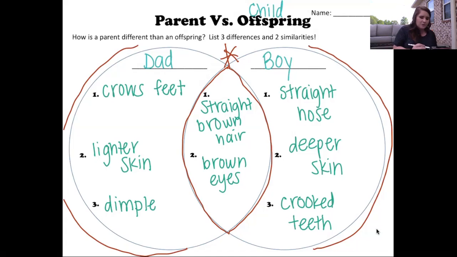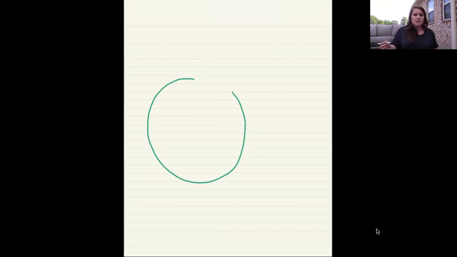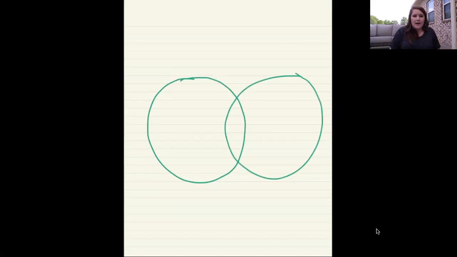So, something that you can do at home that I think would be really fun would be if you did your own. So I'm going to pretend that this is my piece of notebook paper that I have at my house, and I'm going to draw my Venn diagram. So remember, when you're making a Venn diagram, you want to make two circles. They don't have to be perfect circles. But here's my two circles that I'm going to make for my Venn diagram at home.